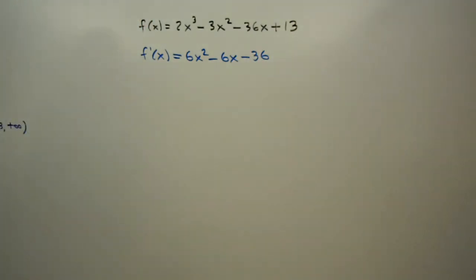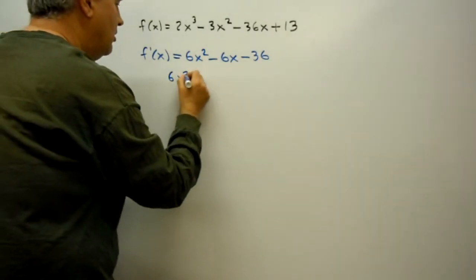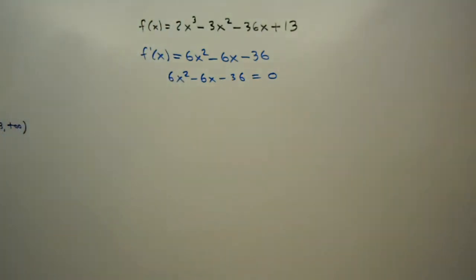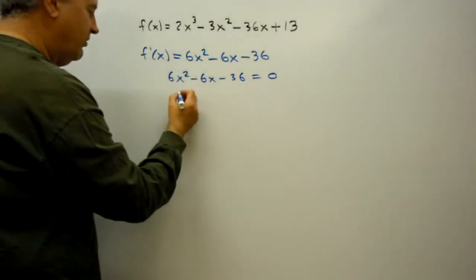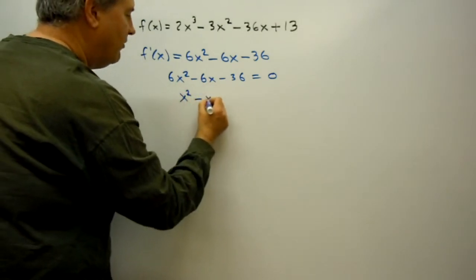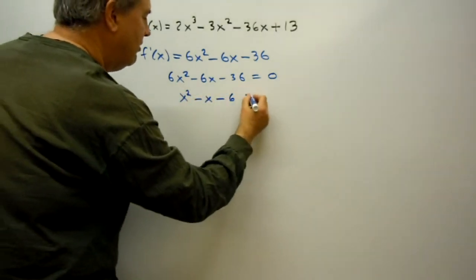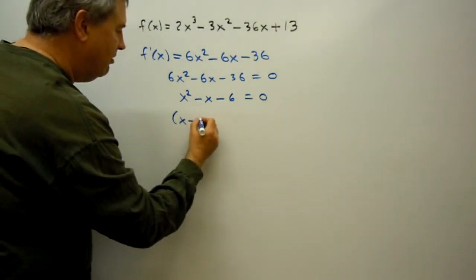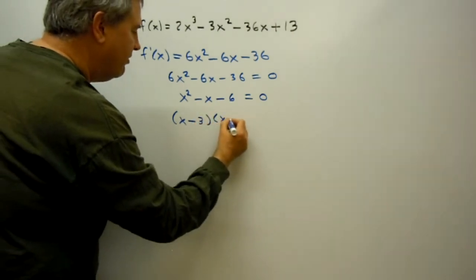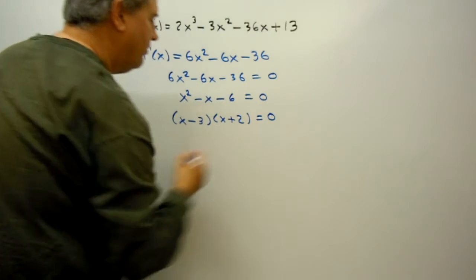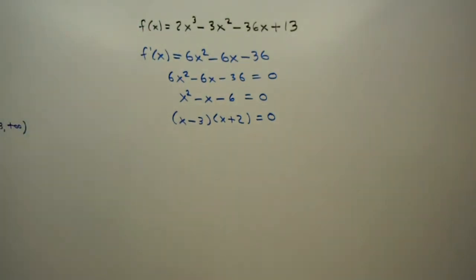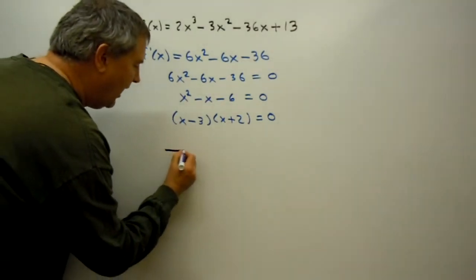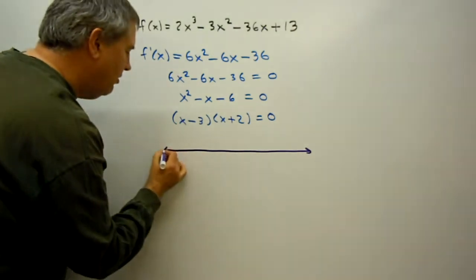If we set that equal to 0, first of all, we could factor out a 6 or divide everything by 6, giving us x squared minus x minus 6 equal to 0. And that factors into (x minus 3)(x plus 2) equal to 0. That gives us critical points of negative 2 and positive 3.